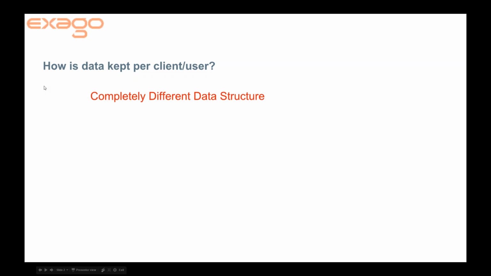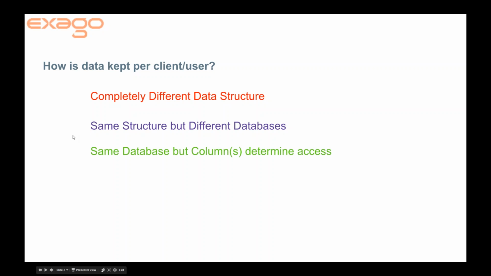The first way we see this working is that you have different clients, different companies, different users, and they have completely different data structures. Those could be different databases, different tables, views, MDX queries, stored procs, all the different types of data that Exago allows you to provide to your users. But you may have a similar structure for data, but you're keeping different users' data on different databases. So each user has their own database, but the structure of that database is the same across different users. The third scenario you might run into is that you have a bunch of users sharing the same database, but each data object, each table or view, has some column or number of columns that indicate which user can access which rows of a particular data object.